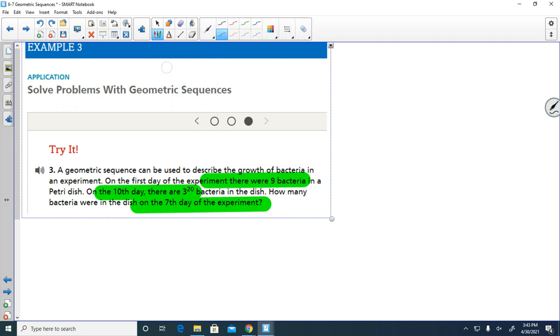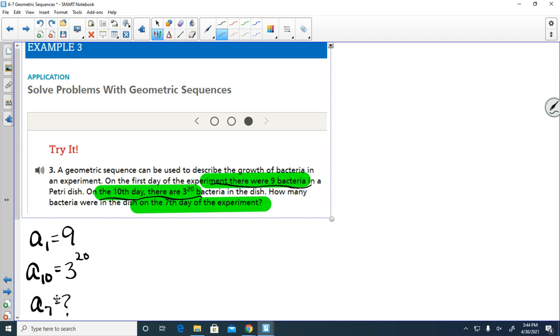So let's start to write down what we have here. On the first day, there were 9 bacteria. So that tells me my first term is going to be 9. The 10th day, there were 3 to the 20th bacteria. So A sub 10 equals 3 to the 20th. And then the bacteria in the petri dish on the 7th day, that's what we have to find. So we have to find A sub 7.